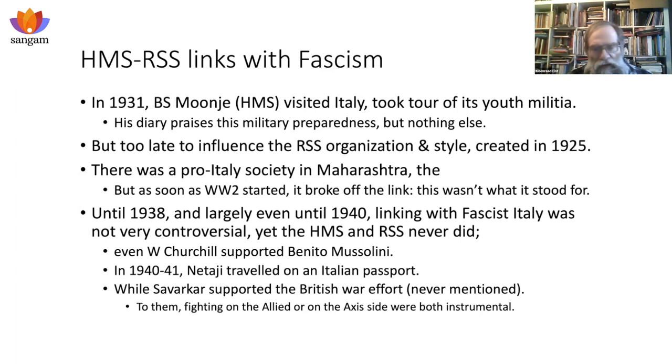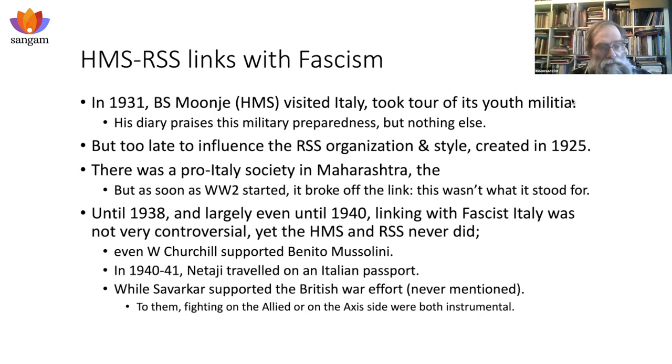You may also like to know a little snippet of knowledge that Subhash Chandra Bose traveled on an Italian passport. He didn't look exactly like a European. To make him pass as European, he was given a false identity as a nobleman from Sicilia, the southernmost part of Italy, where people are a bit darker and so on. So he could pass as a Sicilian nobleman.